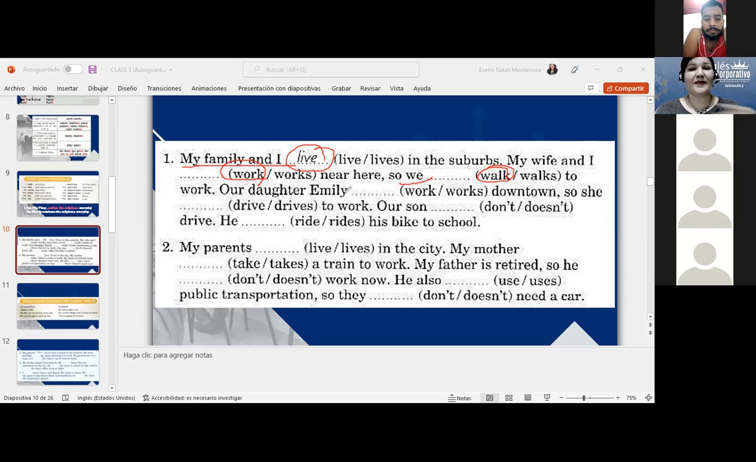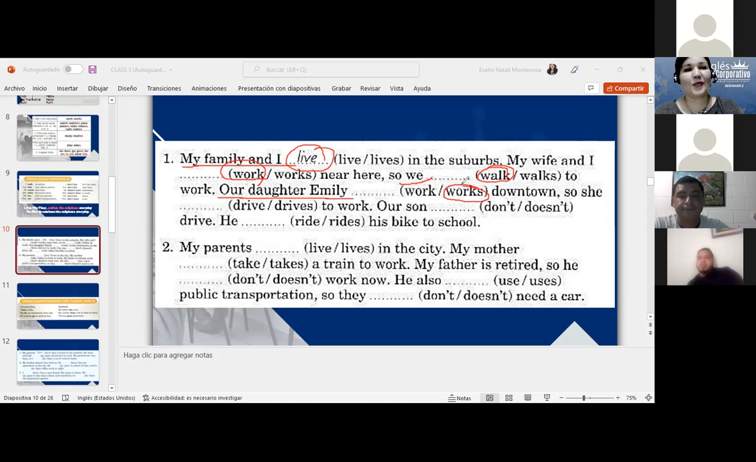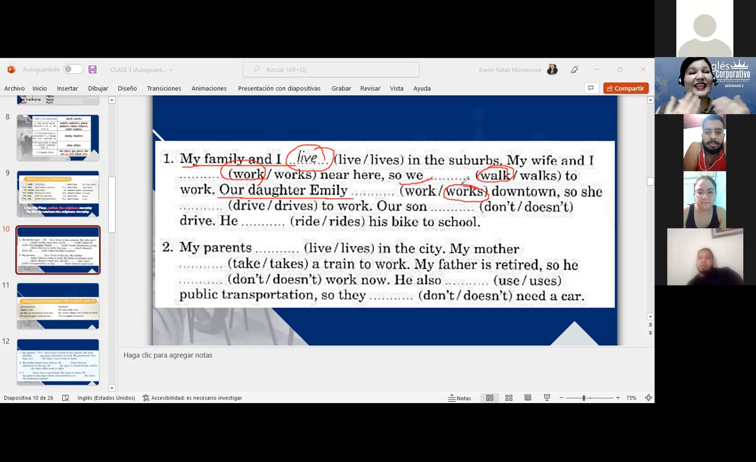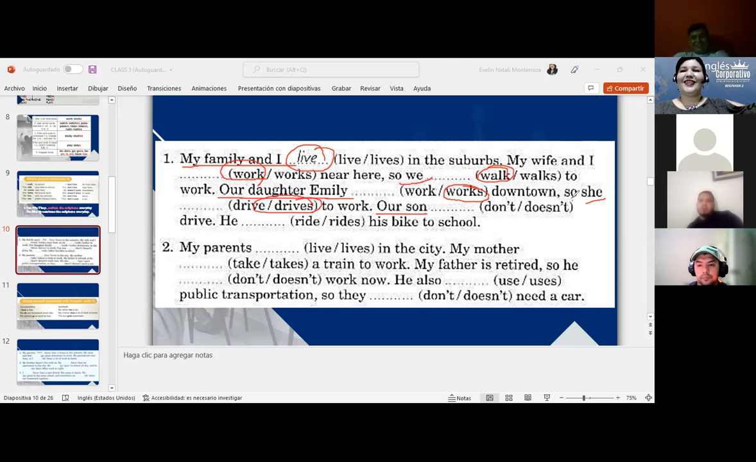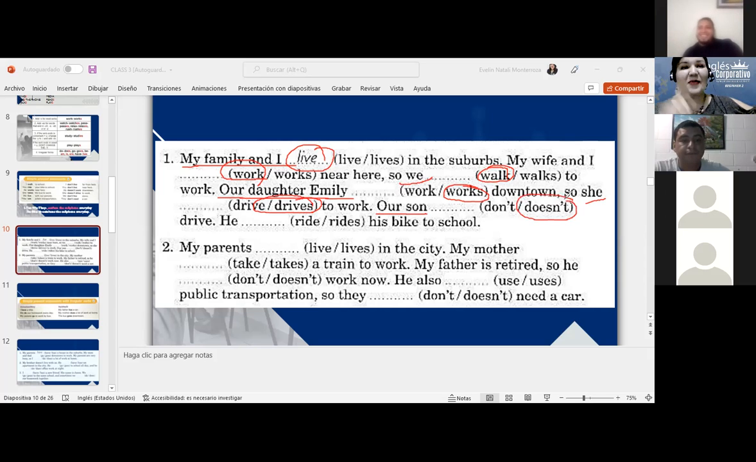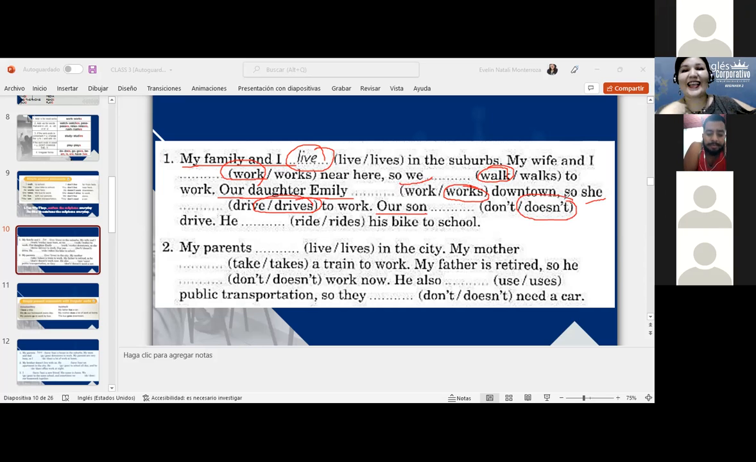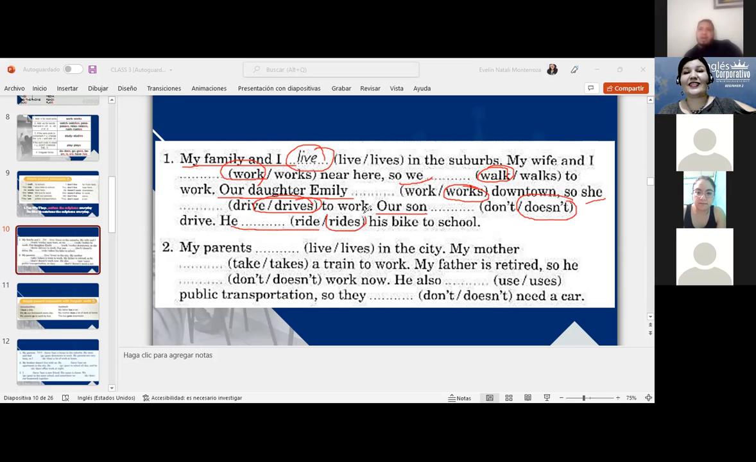Our daughter, Emily, works. ¿Por qué works? Plural. Because Emily. Because it says our daughter Emily. It's she, right? Works downtown. So she drives to work. Our son doesn't. Porque our son sería he. Our son doesn't drive. He rides his bike to school. He rides his bike to school.